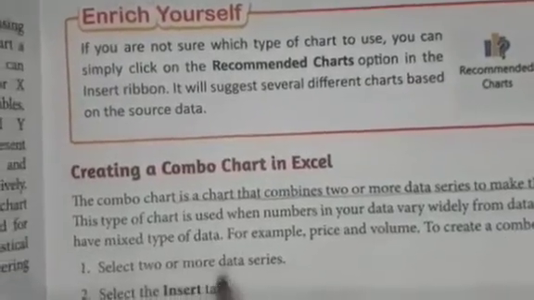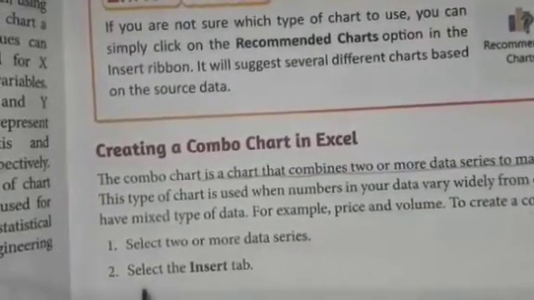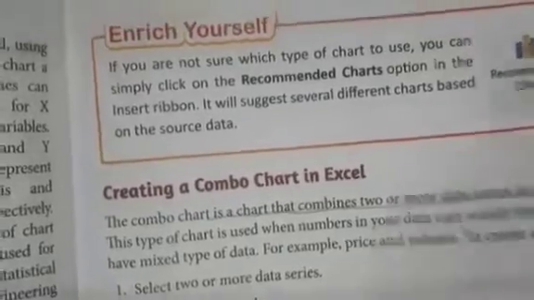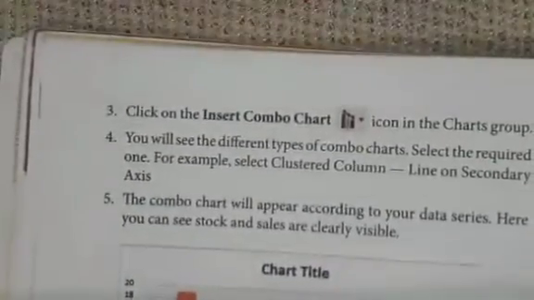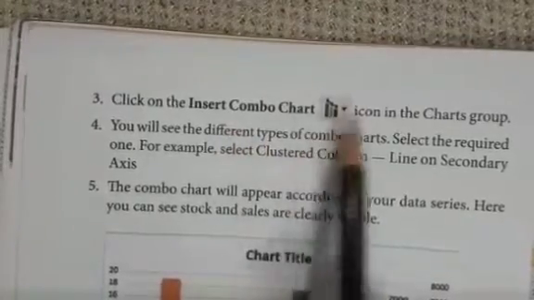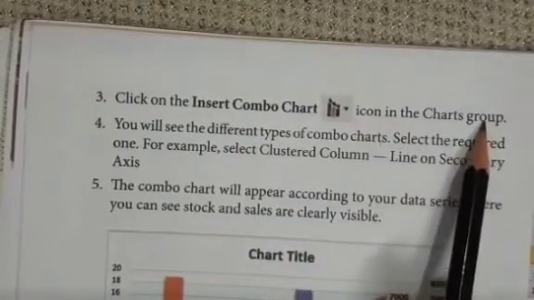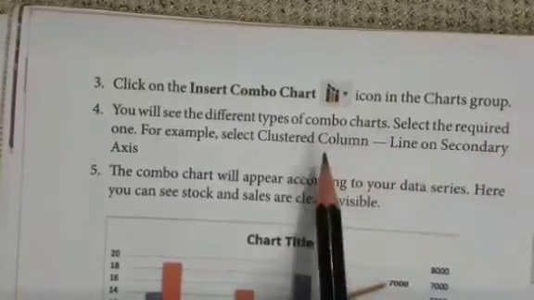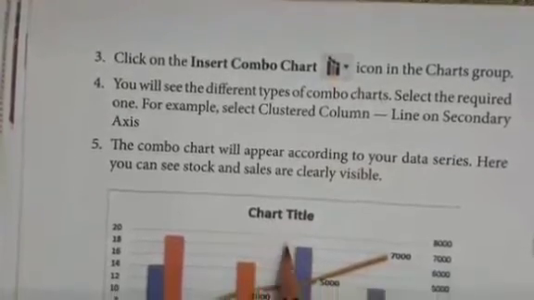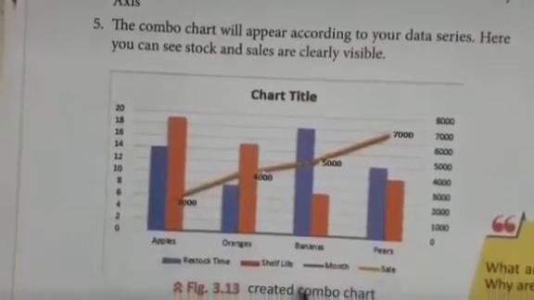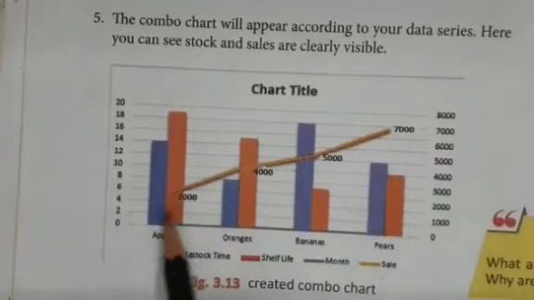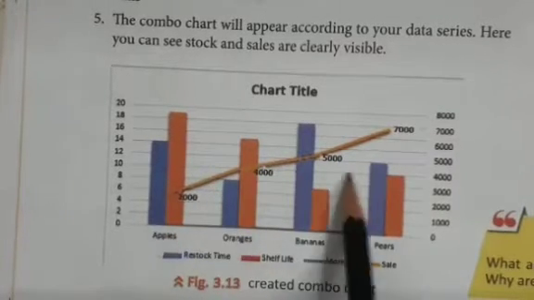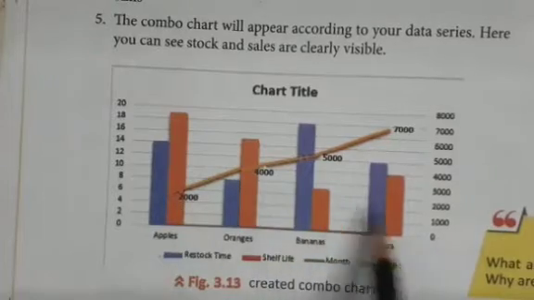First, select two or more data series. Then select the insert tab. Then click on the insert combo chart icon in the charts group. Then different types of combo charts will be displayed. Select the required one. The combo chart will appear according to the data series. So here you can see the two types of charts are there for the two data series.